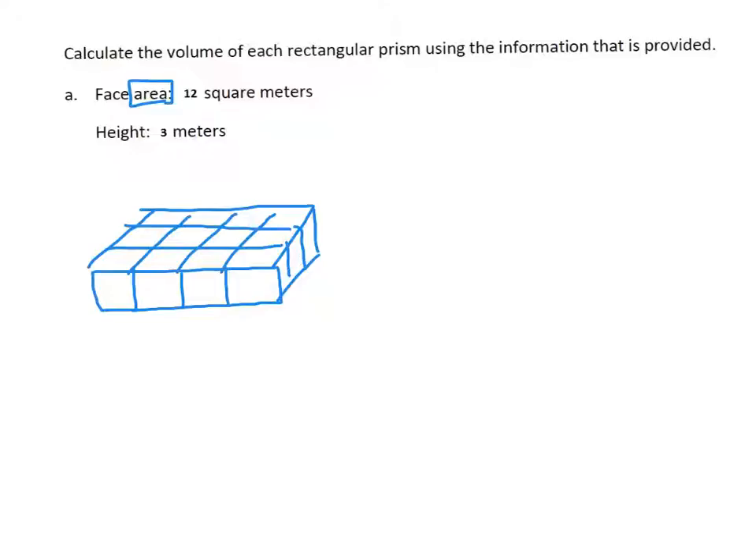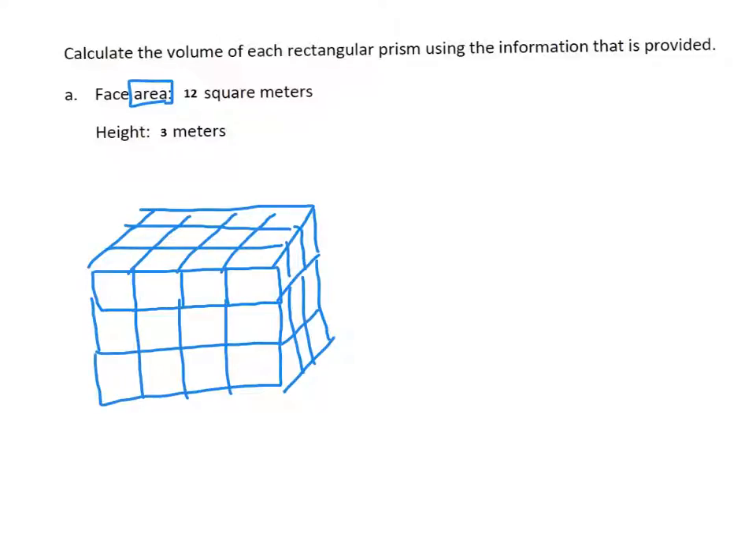I could do 1 by 12, I could do 2 by 6, it doesn't really matter, but it needs to add up to 12 square meters. If it's 3 meters tall, there's my 3 meters tall right there. So the first dimension is the face, 12 times 3. That's going to give me a total volume of 36 meters cubed.